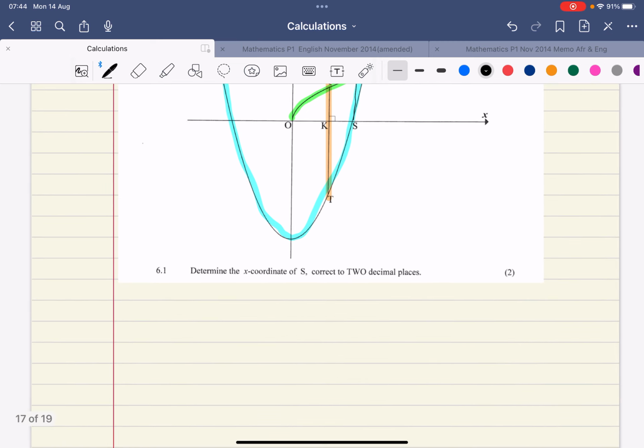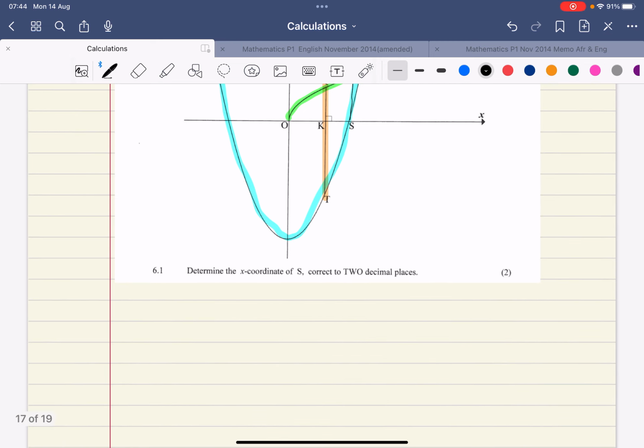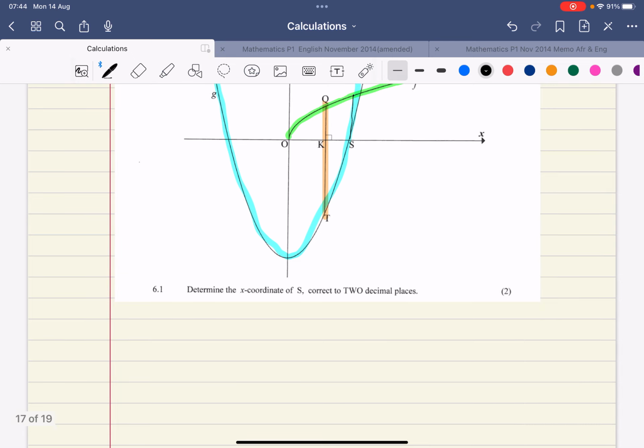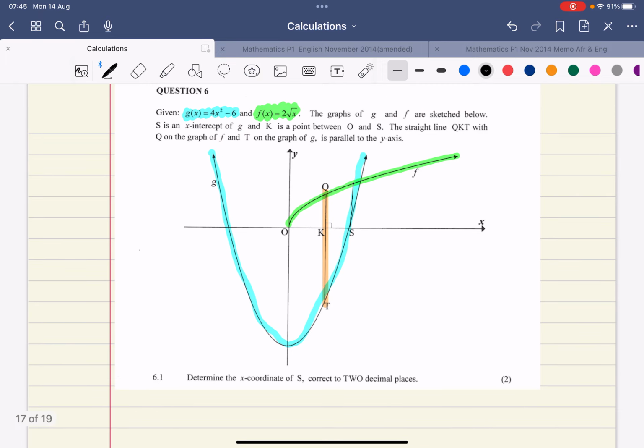So question 1 says, determine the x-coordinate of S, and they want it in decimal to 2 decimal places. Well, where is S? S is over here. And we notice that S is an x-intercept, and they actually tell us over here it is an x-intercept of our graph g of x. And we have our graph g of x function. So what can we do? If S is an x-intercept, that means y will be 0 at that point.